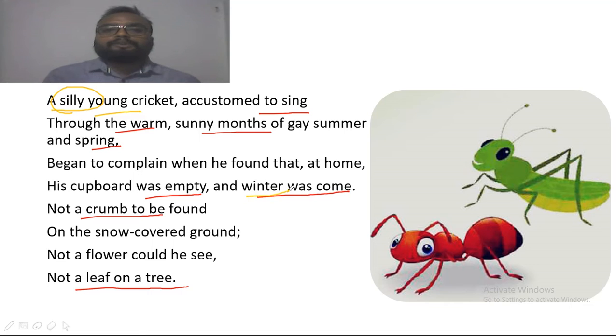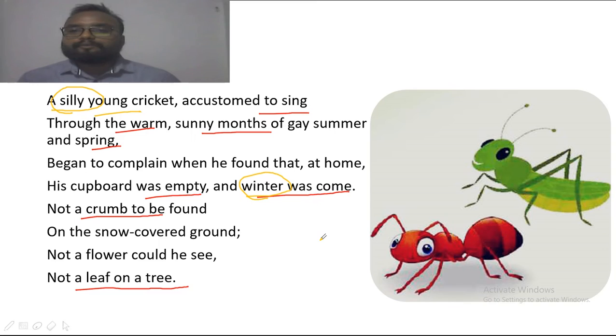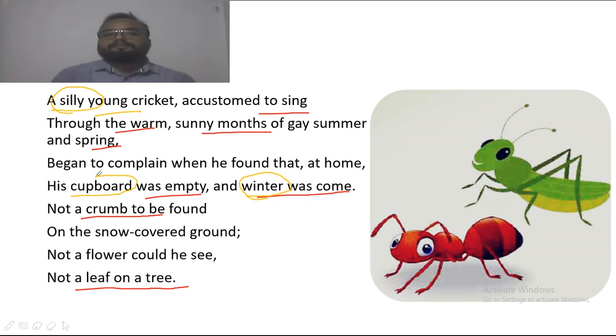So when winter came, when season changed, when everything went against him, during winter everything was covered with snow, and as he has never cared about his future, he has never stored something for winter, for difficult times. So now when winter came, he found his cupboard empty. It means he has got no woolen clothes. He had nothing in his house left for him, there was nothing in store for him for the difficult time.